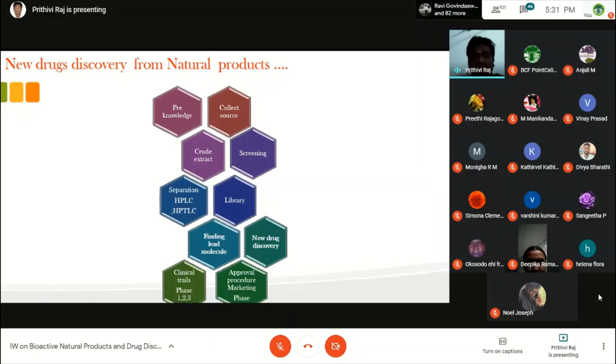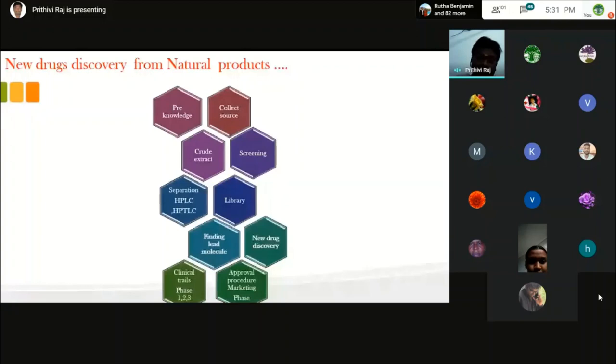After finding a new compound from the library, you have found a new molecule. That is called new drug discovery. So from the new drug process, what are the important things? Number one is field knowledge. Number two is collecting the source. After separation by HPLC or HPTLC, you have to compare it with your library.